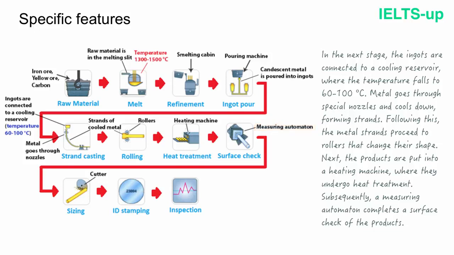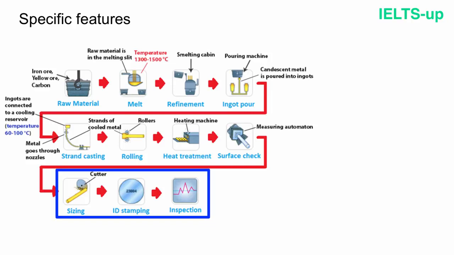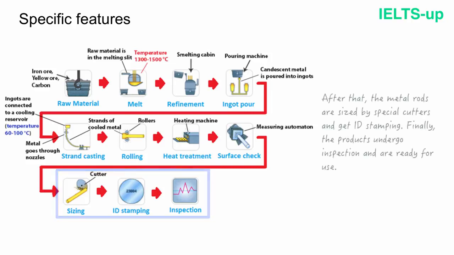As you see, I describe the stages of the process sequentially, using all the information provided by our diagram. And now, only the last 3 stages are left for our third paragraph. This is how I describe them. After that, the metal rods are sized by special cutters and get ID stamping. Finally, the products undergo inspection and are ready for use.